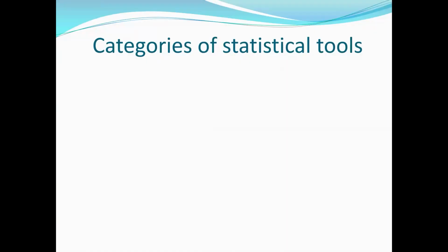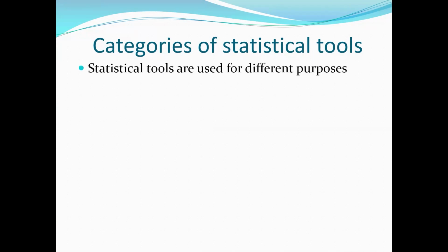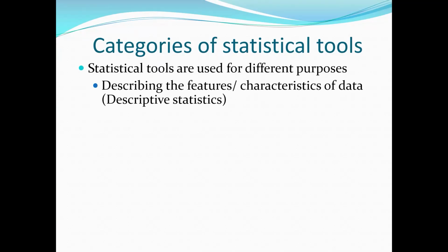So first let us see, as I said, there are so many statistical tools. Broadly, the statistical tools are classified into 4 groups. Let us see the classification. Statistical tools are used for different purposes. As I said, for primary data analysis, secondary data analysis, time series analysis. So they are used for different purposes. According to your purpose, you have to choose the statistical tool that is required.